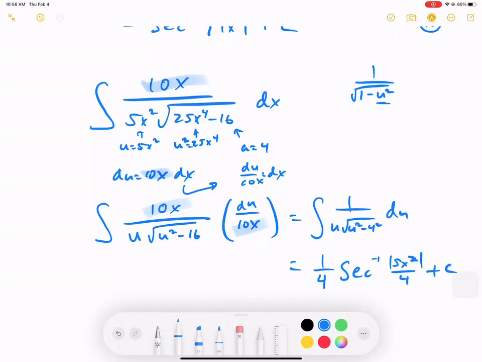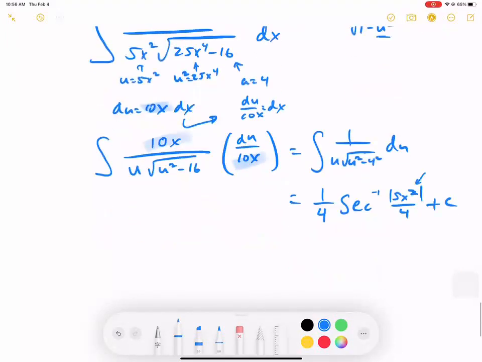And just to reinforce, hey, do I really need absolute value since it's 5x squared? I don't, because x squared is always going to be positive. Okay, just FYI, in case you ever see that on the test, you might see them get rid of it.